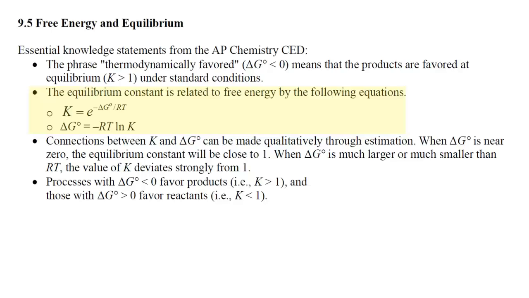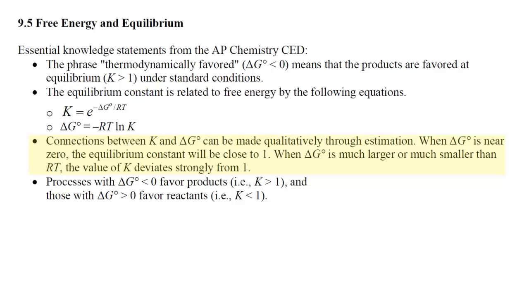So when we get to question 19 in this packet, I will go over all of the details about how you can use either one of these equations. So if you're given the value of K, you can solve for delta G. And if you're given the value of delta G, then you can solve for K. But just keep in mind that only the second of these two equations is actually listed on the AP Chemistry equations and constants sheet.